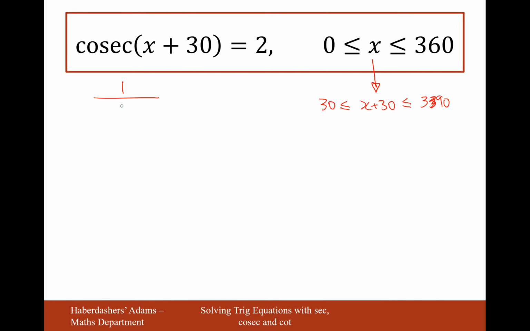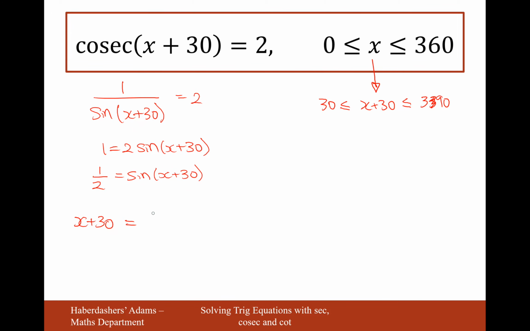This is going to be 1 over sine of x plus 30 equals 2. And the next thing we'll do is we'll times by that sine of x plus 30, and then divide by 2. Then we do inverse sine, so the angle of x plus 30 is going to be inverse sine of a half, which is 30, because sine of 30 gives you a half.